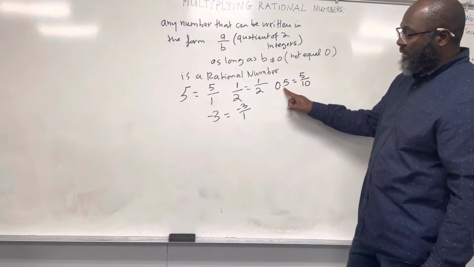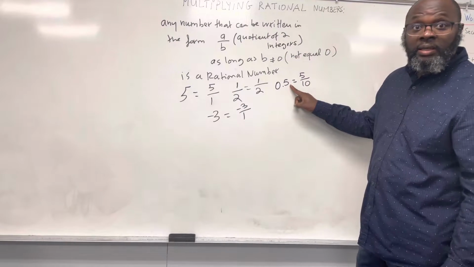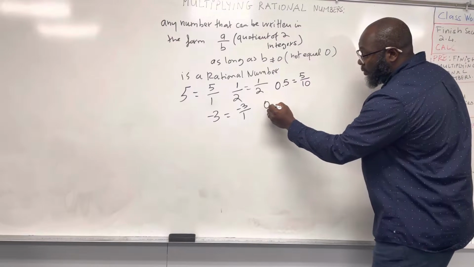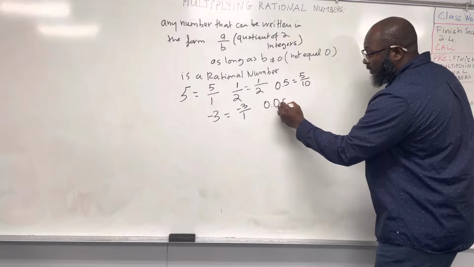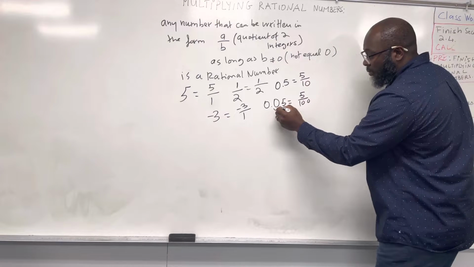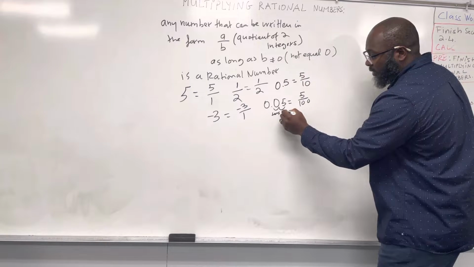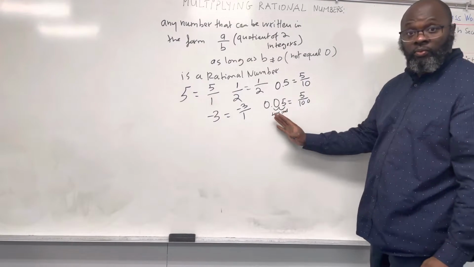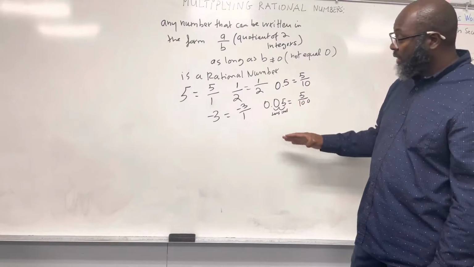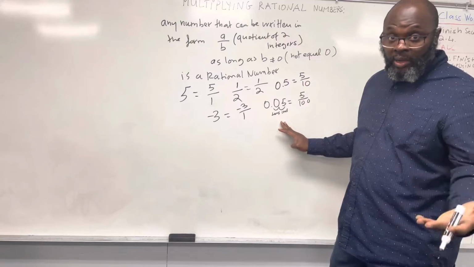So if you have a dot here, this is the tens place. So every time you move the decimal one place, you always divide the number by 10. So if I have 0.05, this will be 5 over 100 because I'm moving one place, two places. This is the tens place. This is the hundredth place. So every time you move the decimal one place to the right, you add a 0 and that becomes a quotient, okay? So 0.05 is also a rational number, okay?